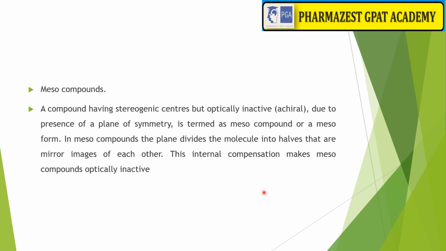Consider a 4-carbon chain, where these 2 carbons have similar composition and these 2 carbons have similar composition. Due to the plane of symmetry, the upper and lower halves are the same, so they are optically inactive even though they contain a stereogenic center. Such compounds are known as meso compounds.